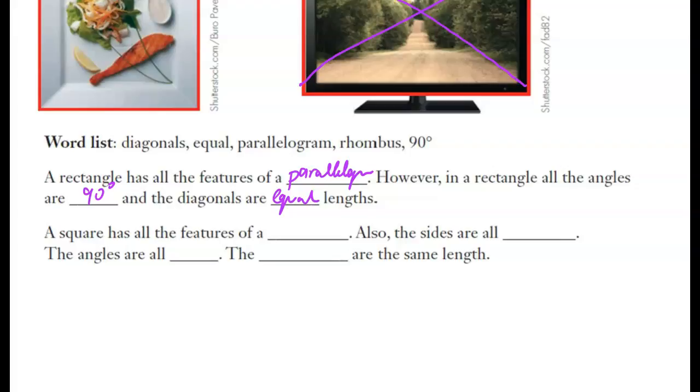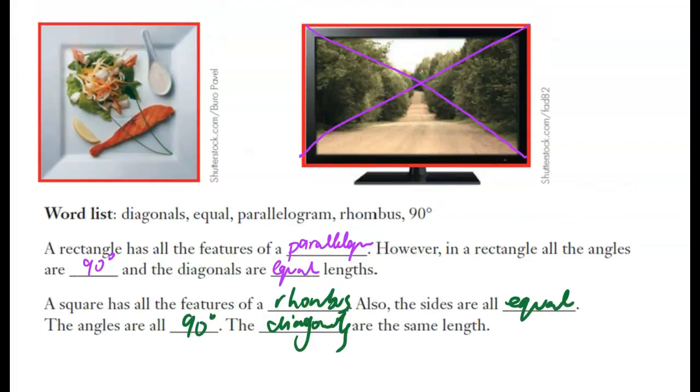So a square has all the features of a rhombus. Also, the sides are all equal. Yep. The angles are all 90 degrees. Yep. So in a square, unlike a rhombus, the diagonals are the same length. So that's another way we can distinguish between a square and a rhombus.